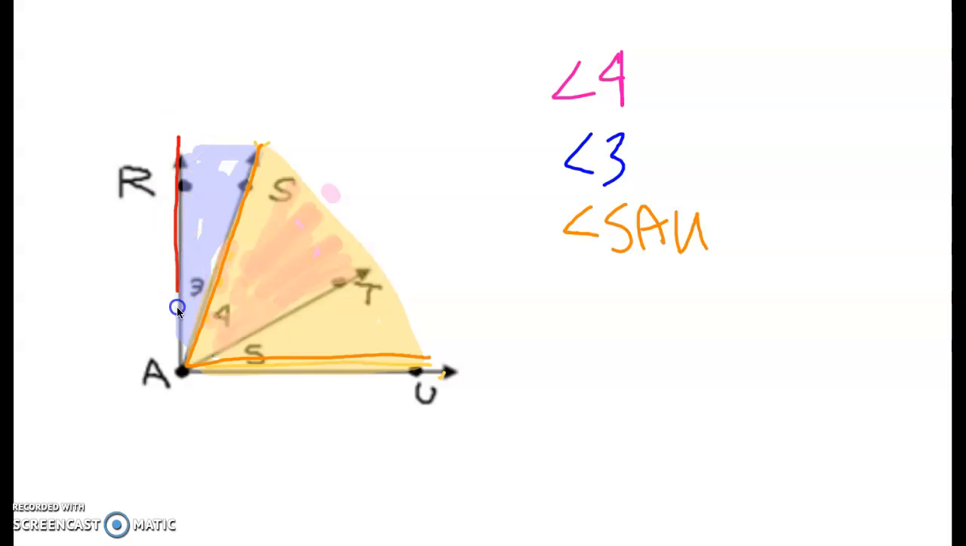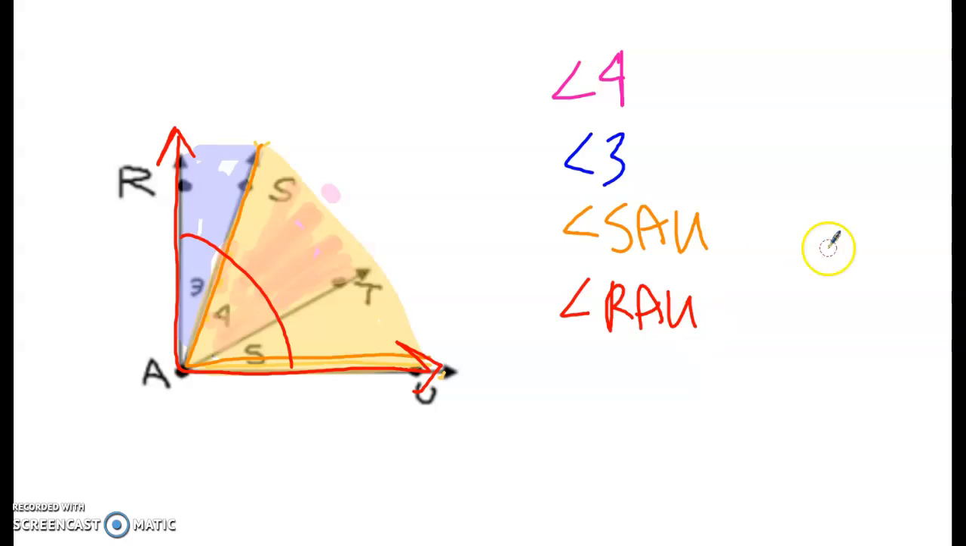Same kind of idea if I asked for the large angle. I can't use a number. There's actually three numbers in there this time, but there's not just one that identifies that angle. So I'd be left to use my letters. So R-A-U.